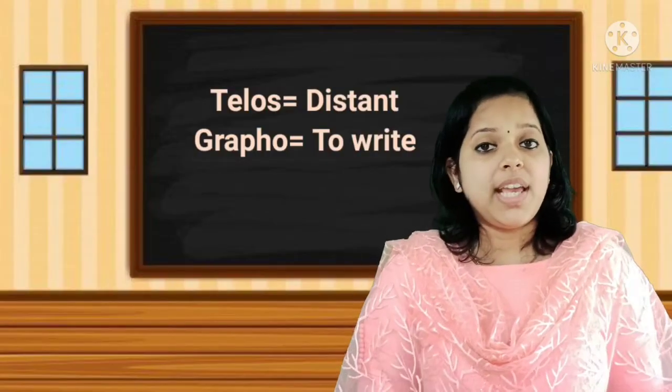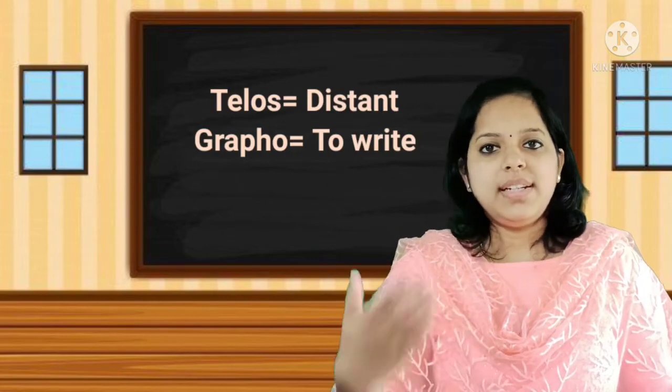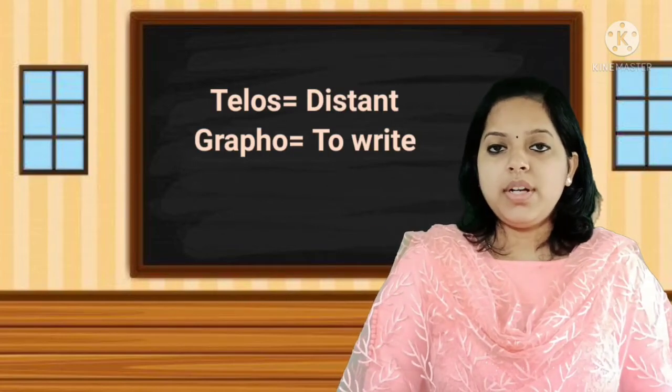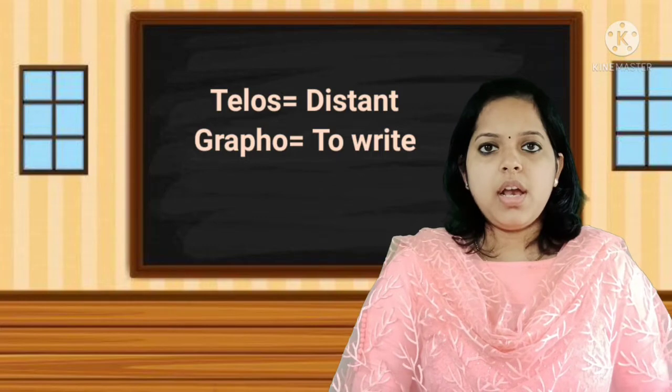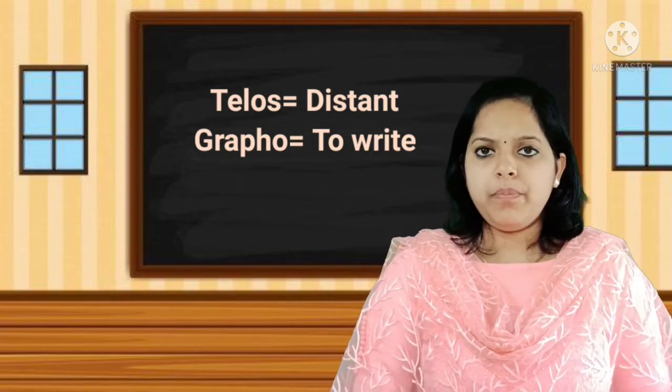It was actually developed from telegraph, which was invented by Cook and Wheatstone in the year 1835. Now, can you identify one sentence from the chapter which tells you about the origin of the word telegraph? Yes, very good. Look at the two Greek words. The first word is telos, which means distant, and the second Greek word is grapho, which means to write. So from these two Greek words, the word telegraph was formed.